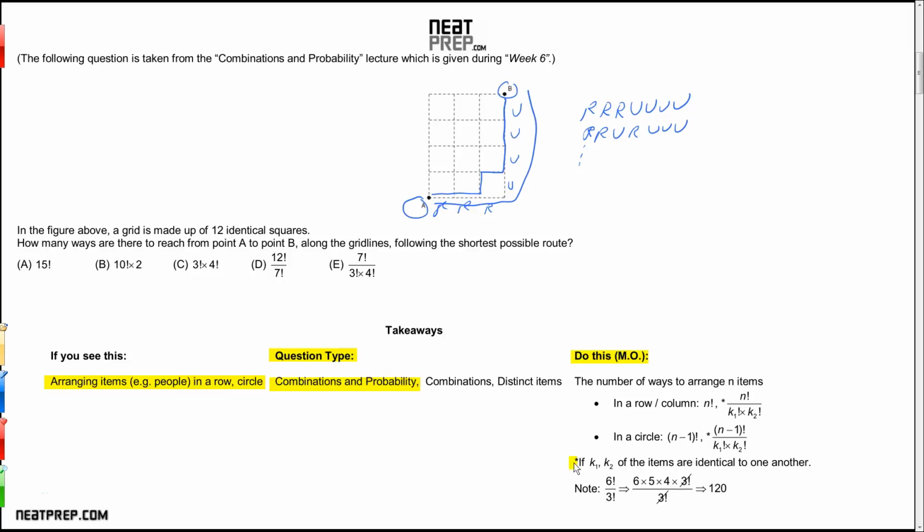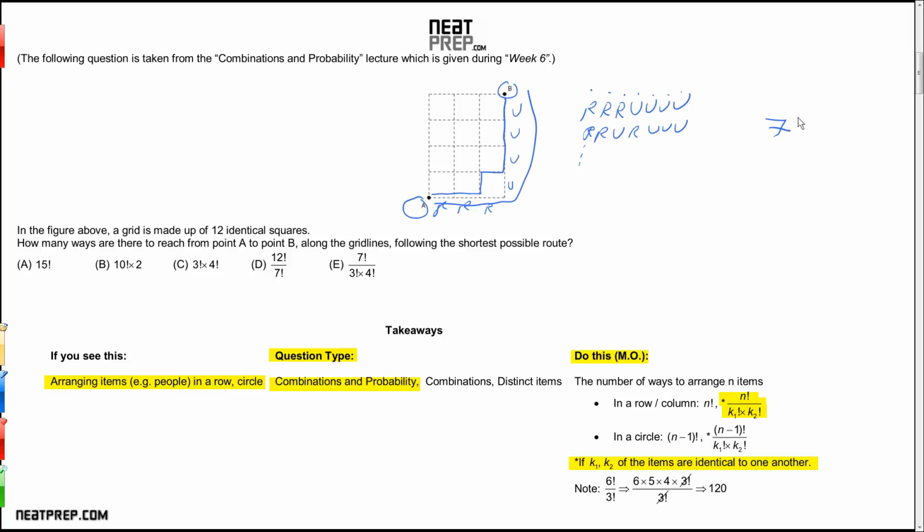And this is the kicker. If k1 and k2 of the items are identical to one another, then this is the asterisk. What I need to do is divide the n factorial by k1 factorial times k2 factorial. Let's apply it to what we talked about just now. Think about it. Basically, you have 1, 2, 3, 4, 5, 6, 7 items. The number of ways to arrange 7 items in a row is 7 factorial.